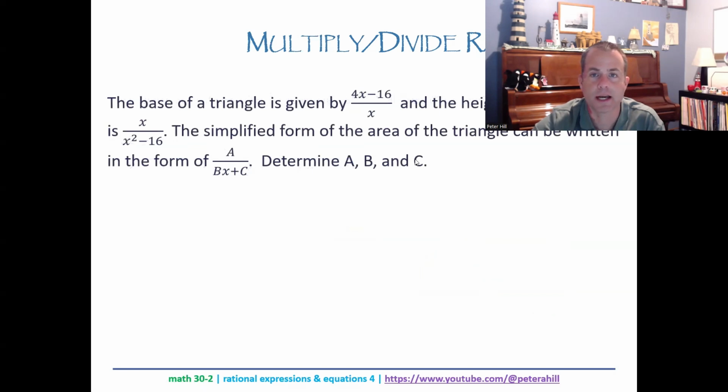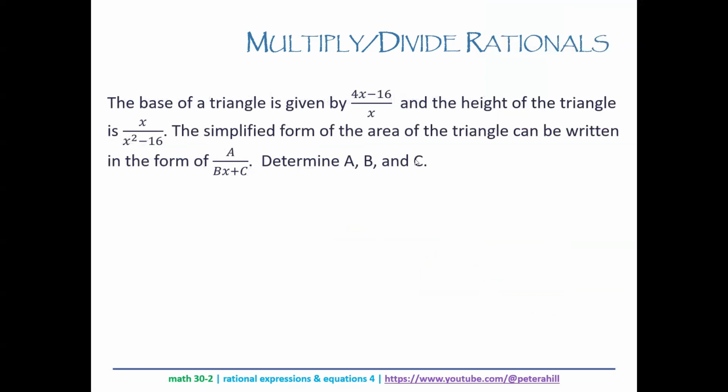Let's take a look at this. I'm going to hide my head so you can read the question here. The base of a triangle is given by 4x minus 16 over x. And the height of the triangle is x over x squared minus 16. The simplified form of the area of the triangle can be written in the form a over bx plus c, and we want to determine the values of a, b, and c.